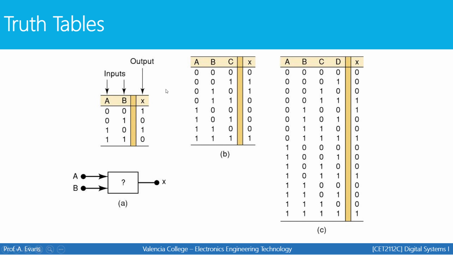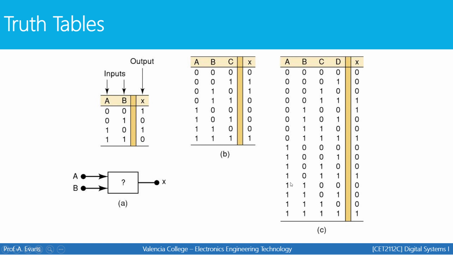So if I have 2 inputs, 2 squared is 4. That's how many rows I need. If I have 3 inputs, 2 to the third power is 8. That's how many rows I need. If I have 4 inputs, 2 to the fourth power is 16. That's how many rows I need.